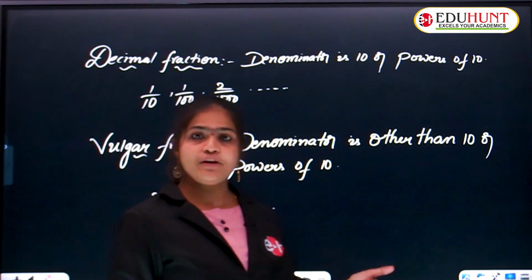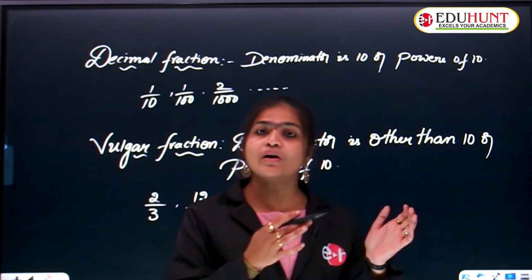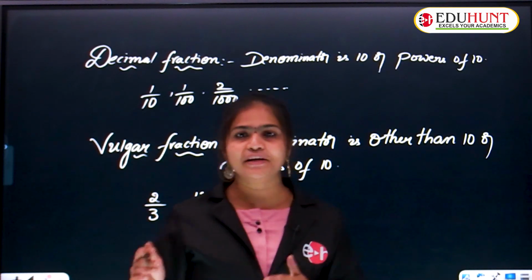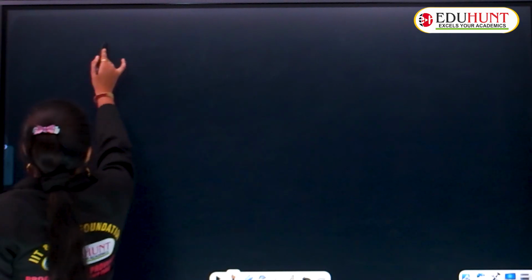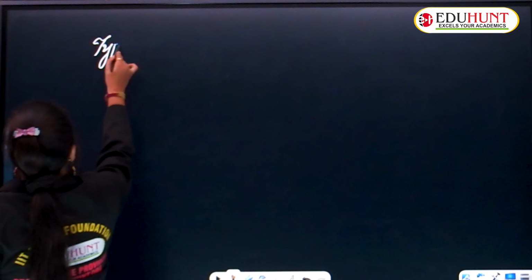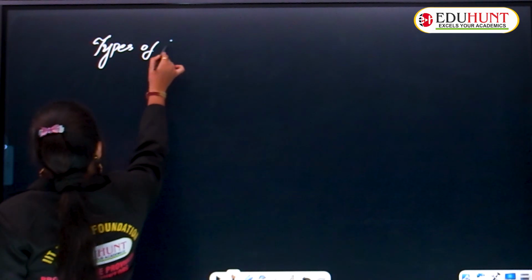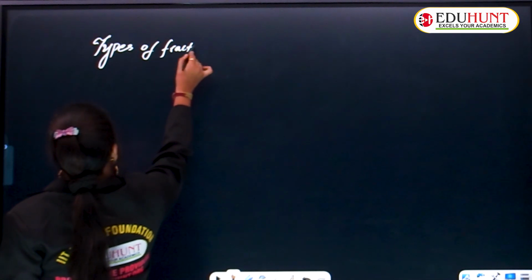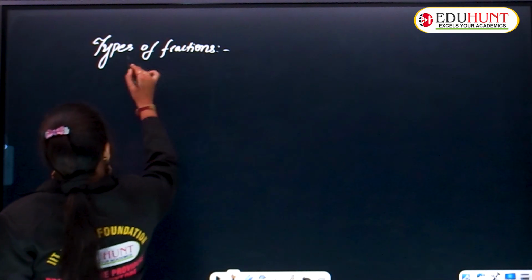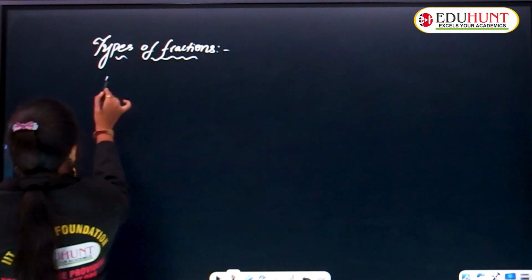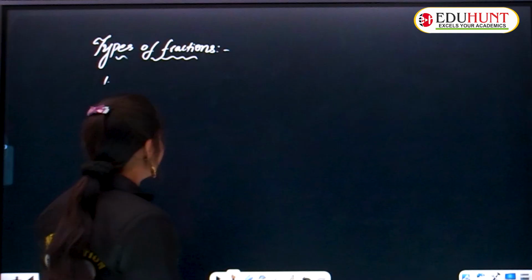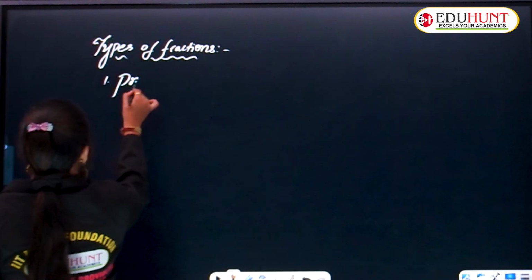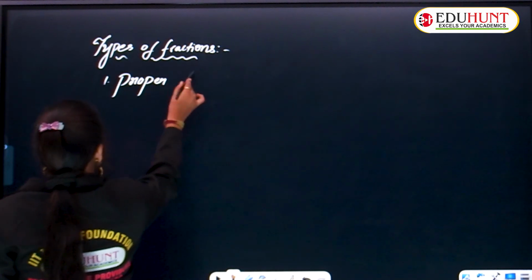Now which kinds of fractions will we discuss? Vulgar fractions have some types. What are those types of vulgar fractions? Types of fractions in vulgar fractions. The first type of fraction we know. What is that? Proper fraction.